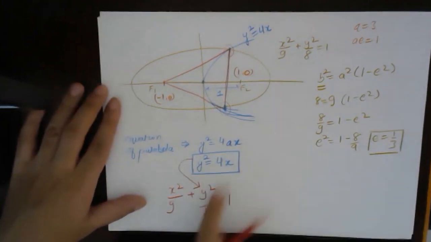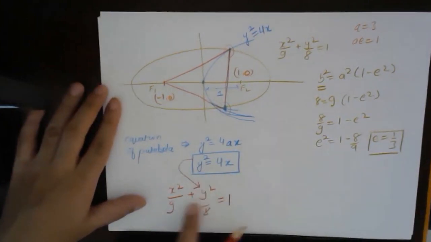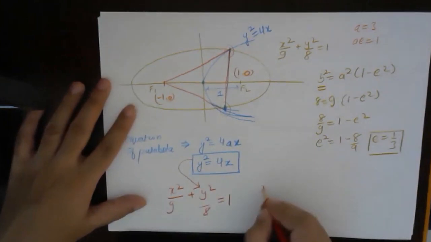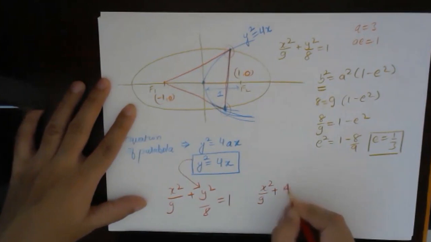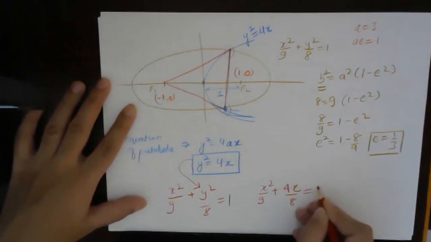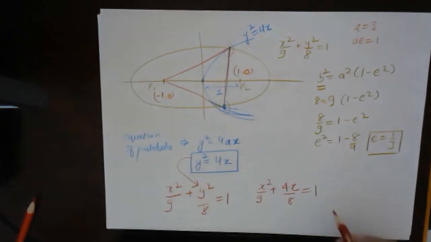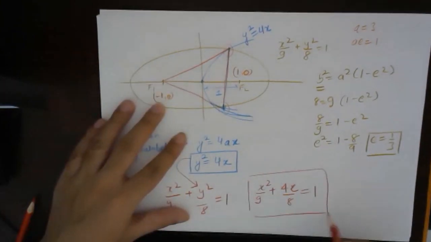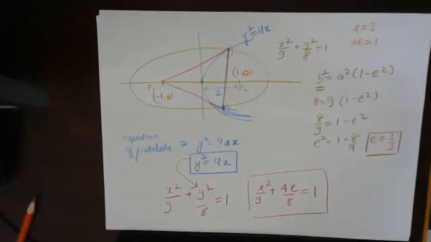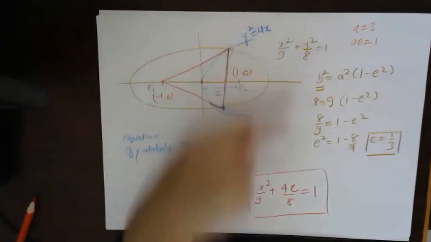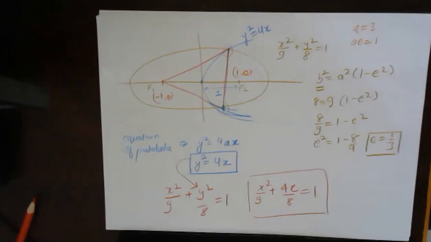We can substitute this y square in this equation and we will get x square by 9 plus 4x by 8 equals 1. Okay. Now this is a quadratic equation in x. Tell me what are the 2 roots you will get after solving this. Just solve this and tell me what are the 2 roots you will get for x.